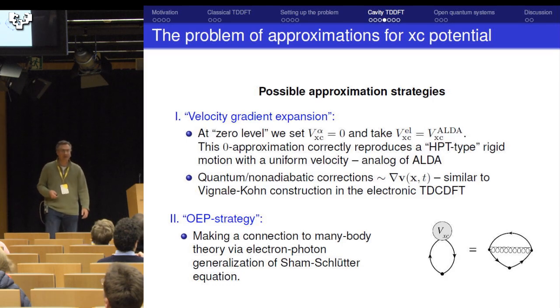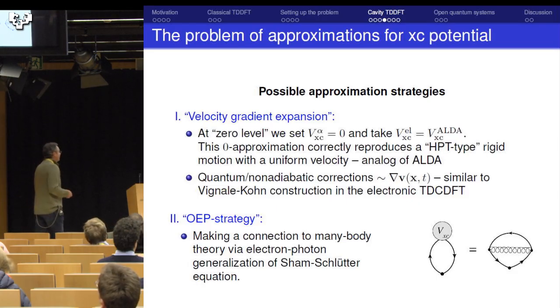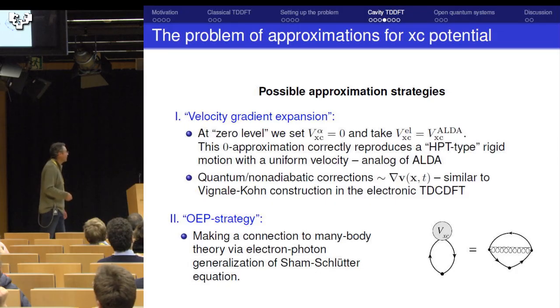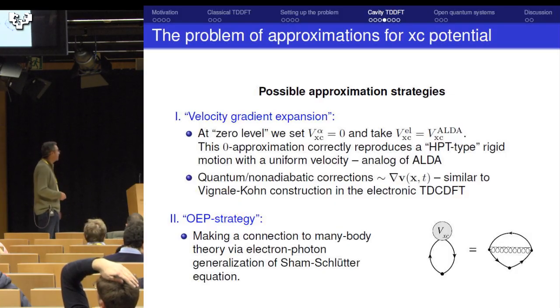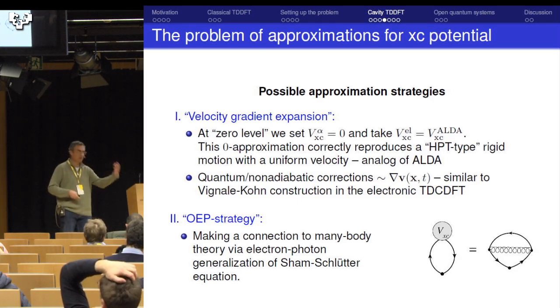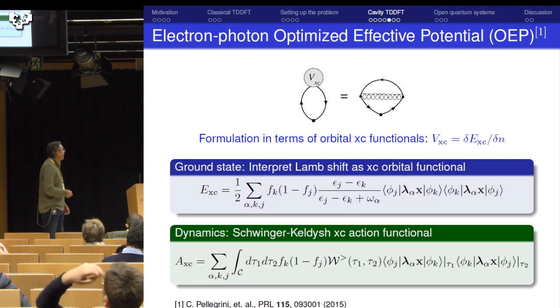And of course, there is a conceptually simpler strategy: to density-functionalize the many-body perturbation theory in the spirit of the OEP approximations. So by connecting the many-body theory with the electron-photon coupling to the exchange correlation potential via a generalization of the Sham-Schlüter equation. Like in the lowest-order perturbation theory, we identify the change of the density due to the lowest-order self-energy diagram with the electron-photon interaction with the change of the density due to the exchange correlation potential. So this is what we usually call the OEP approximation. This is what we have done.